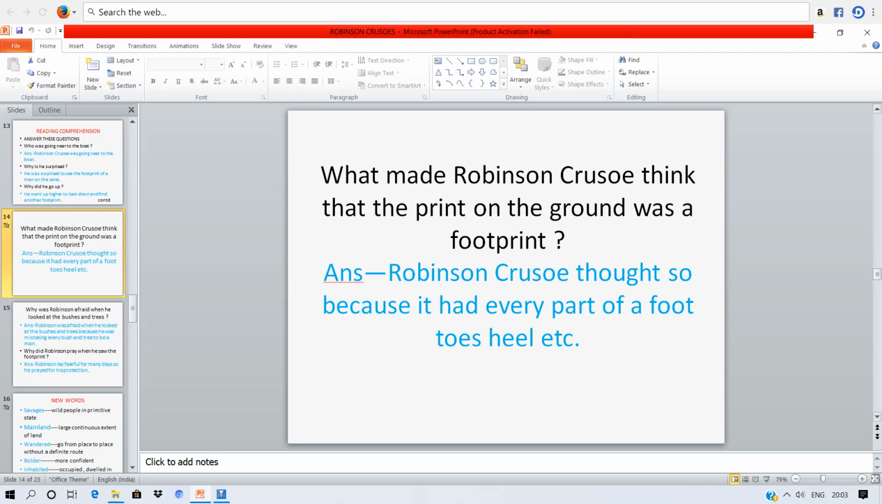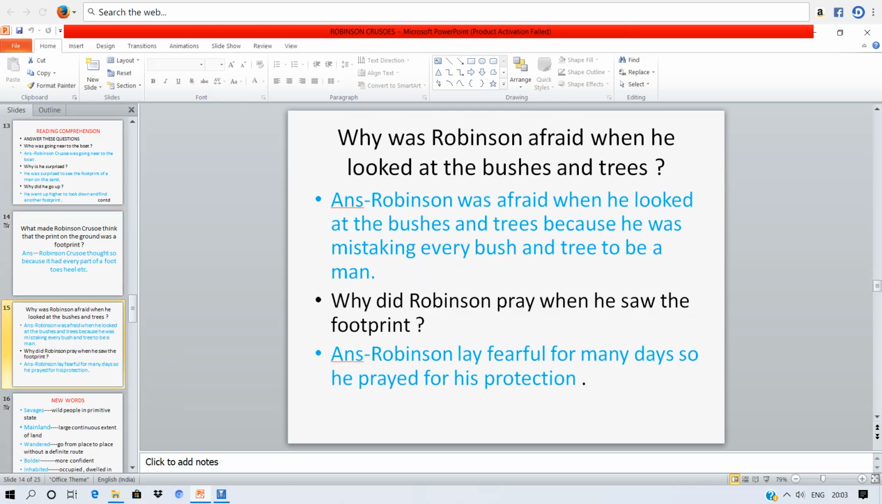Now see, children, what this slide says. Why was Robinson afraid when he looked at the bushes and trees? And the answer is, Robinson was afraid when he looked at the bushes and trees because he was mistaking every bush and tree to be a man.